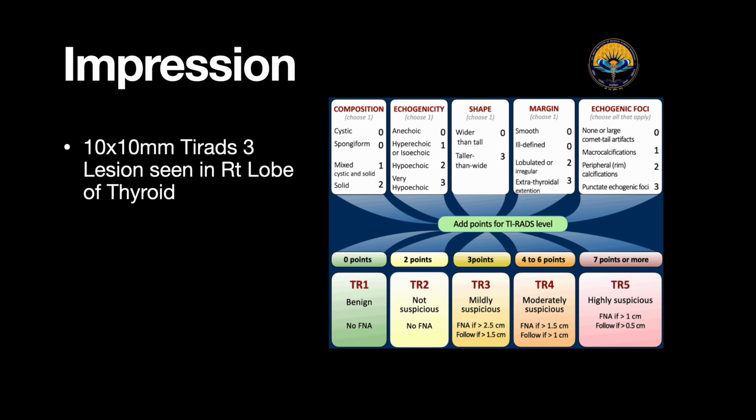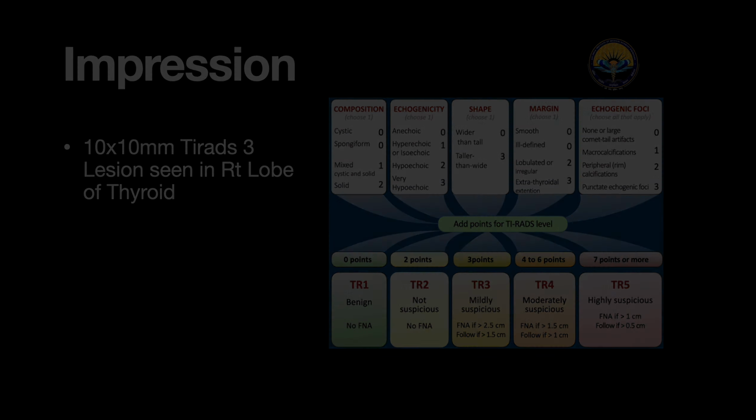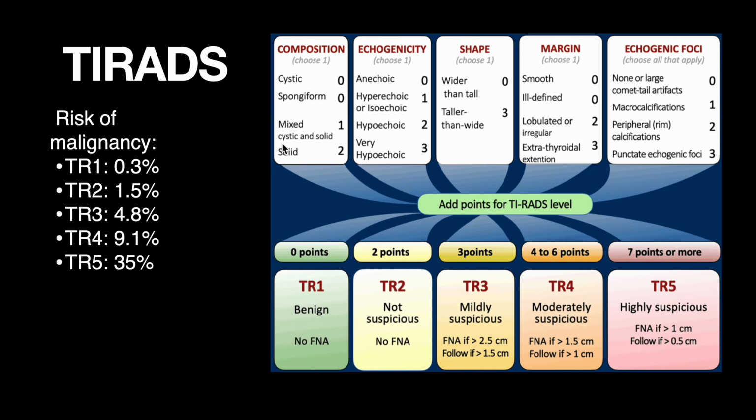Coming to the impression, we gave a 10 by 10 mm TI-RADS 3 lesion in the right lobe of the thyroid. This is the TI-RADS table which we follow, used to score the lesion and give a grading. There are 5 components in it: composition, echogenicity, shape, margin, and echogenic foci. There are various subcomponents, and on the basis of them we give points to the lesion, add the points, and give the grade, T1 to T5.